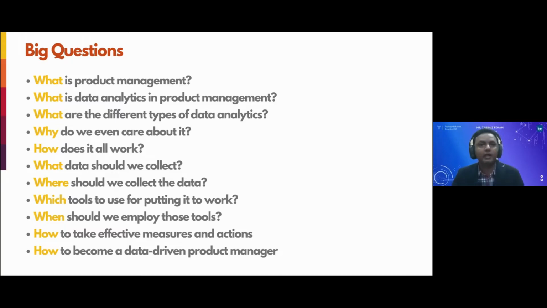So we'll look into that, and then we will also see how to take effective measures and actions using those tools. And finally, we will see how you can actually become a data-driven product manager. What are the tools? What is the skill set? What is the ladder? What is the pathway you need in order to become an effective and data-driven product manager? So let's deep dive.